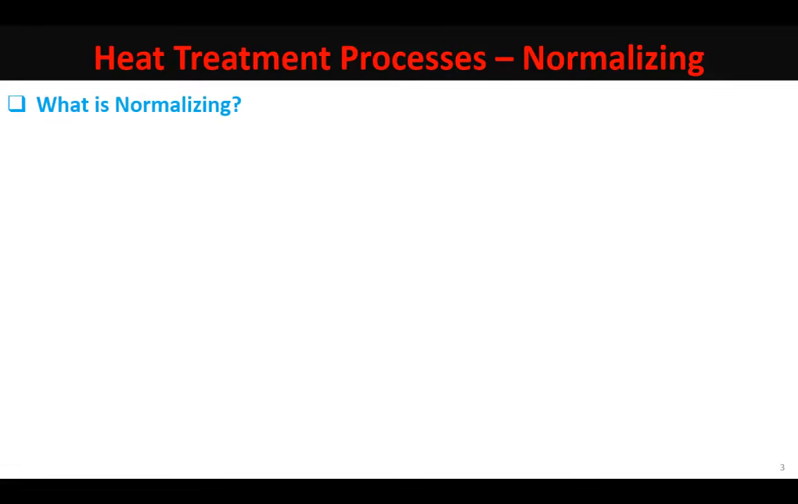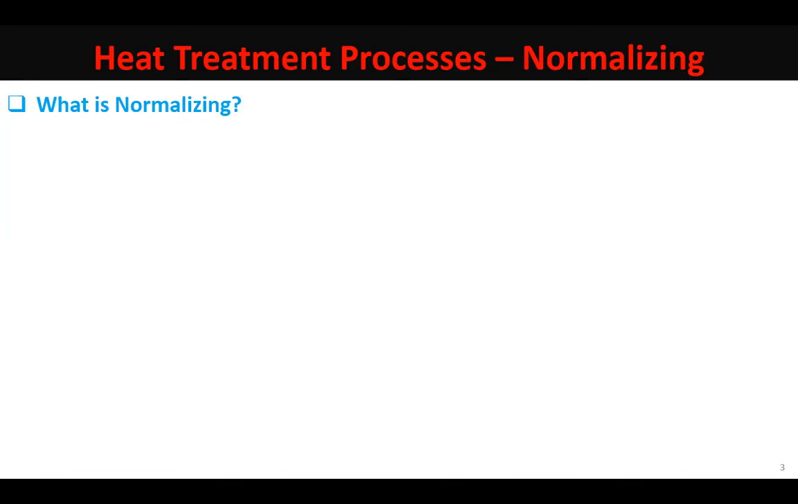So what is normalizing? You see, normalizing is a heat treatment process which generally is given to any steel component in order to refine its grain size if the grain size was distorted or had become coarse because of a prior treatment, and is generally also given to improve the mechanical properties like strength and slight improvements in hardness, etc.